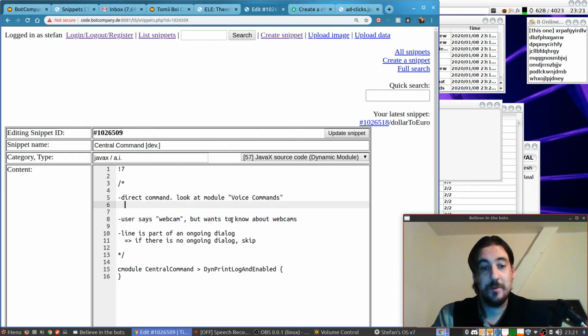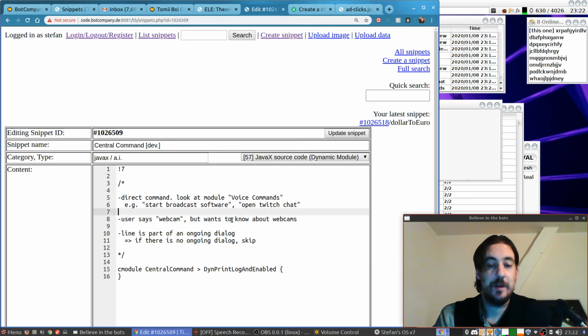I mean, direct commands, we have something like start broadcast software, which starts OBS, and this is probably always a command. But still, this is a theory, and this below is also a theory. And yeah, we'll need some patterns and some additional rules to make these theories.